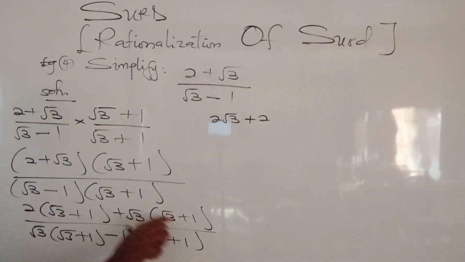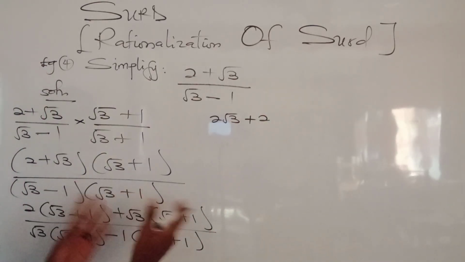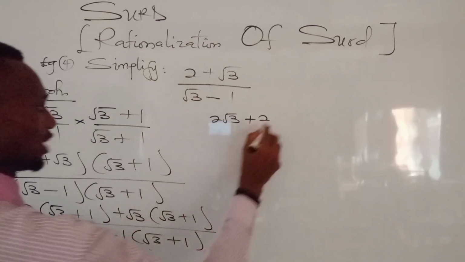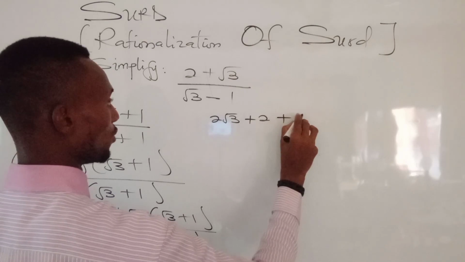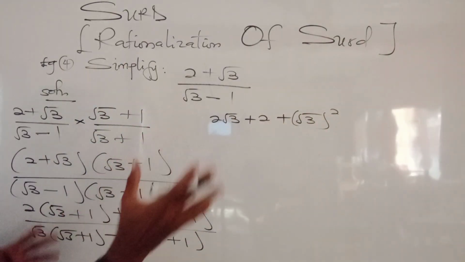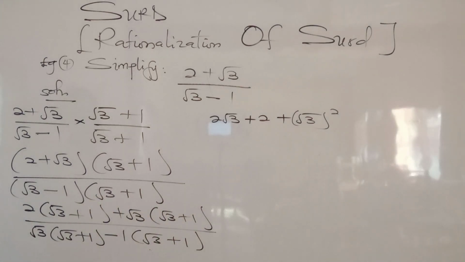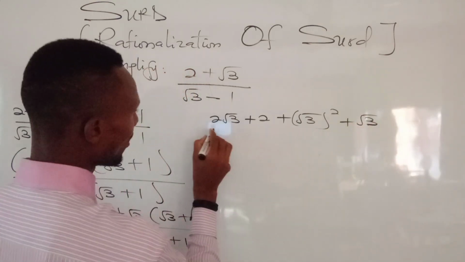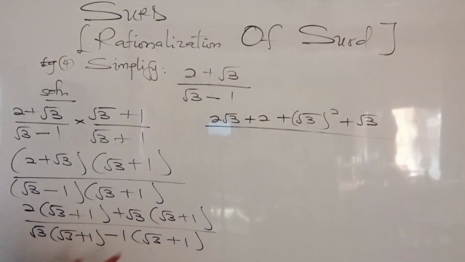Then this root 3 will also open its bracket by multiplying each term in the bracket. Root 3 times root 3 gives plus root 3 all squared, or you can make it root 9. Either you write root 9 or root 3 all squared, it is the same thing. Then root 3 times positive 1 gives positive root 3, all over. Then the denominator also, we open our bracket.